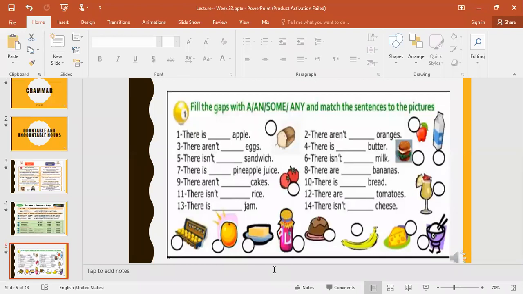Now, no need to match the sentences. For example, here they want you to put their banana. You have to put the number, let me see which sentence talks about bananas. Sentence 8. So you put number 8 here in the circle. So cheese, number 14. So you put 14 here. This is, no need to do it. Just do the fill in the blanks.